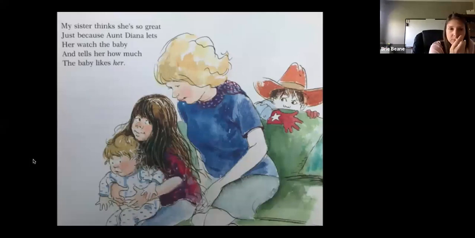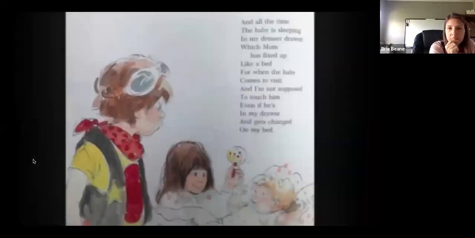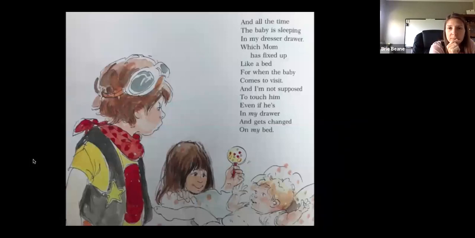My sister thinks she's so great just because Aunt Diana lets her watch the baby and tells her how much the baby likes her. And all the time the baby's sleeping in my dresser drawer, which Mom has fixed up like a bed for when the baby comes to visit, and I'm not supposed to touch him, even if he's in my drawer and gets changed on my bed.